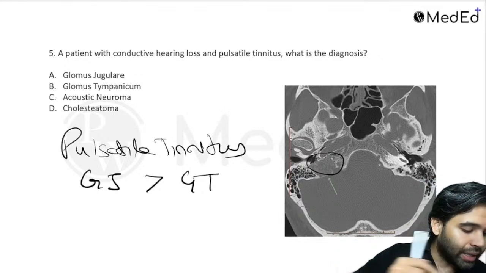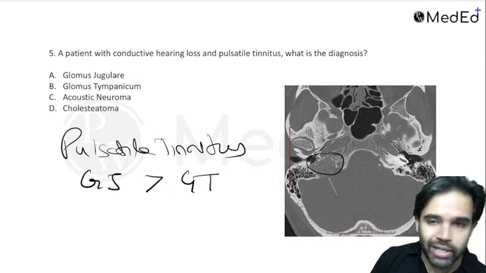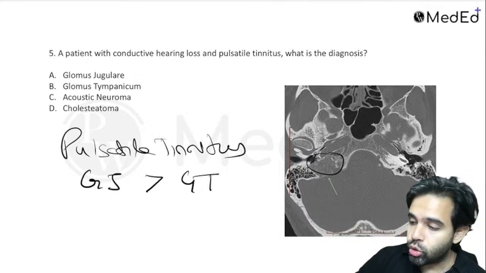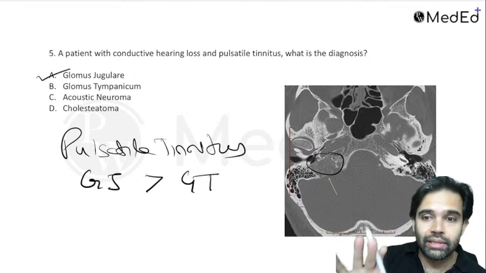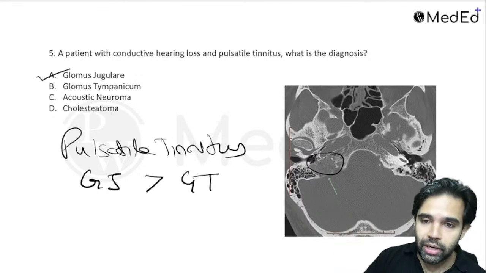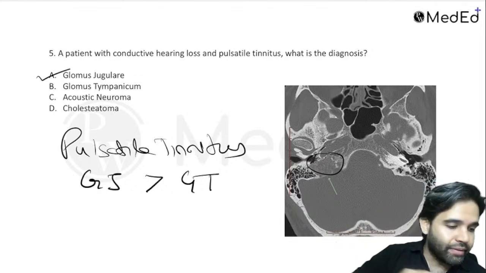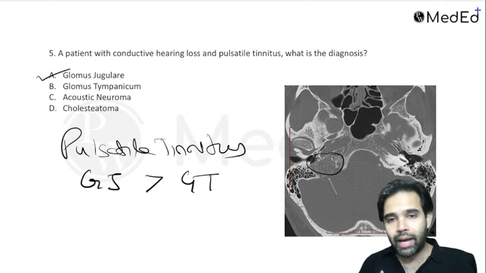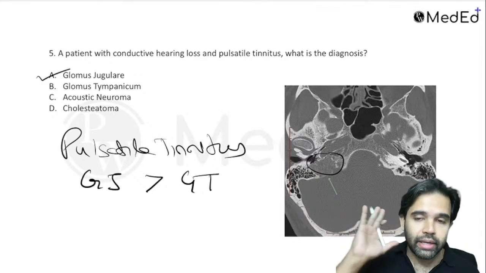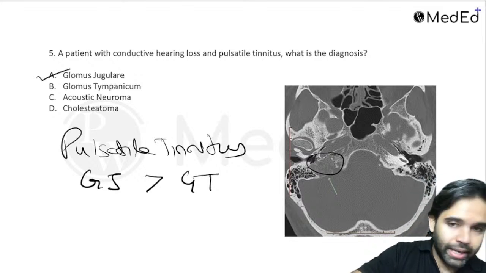All right. So in this case, somebody is saying Phelps sign. Phelps sign is seen in glomus jugulare. I would currently lean towards glomus jugulare as the answer given the current information. We will be doing a more formal recall where we will get more validated questions and the options, and we will provide it. But from the information that I have right now, with a CT scan like this and pulsatile tinnitus, conductive hearing loss, it would be glomus jugulare.